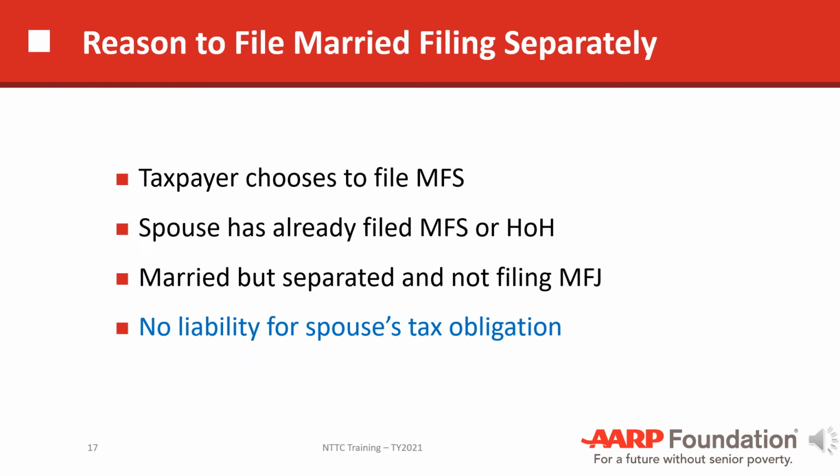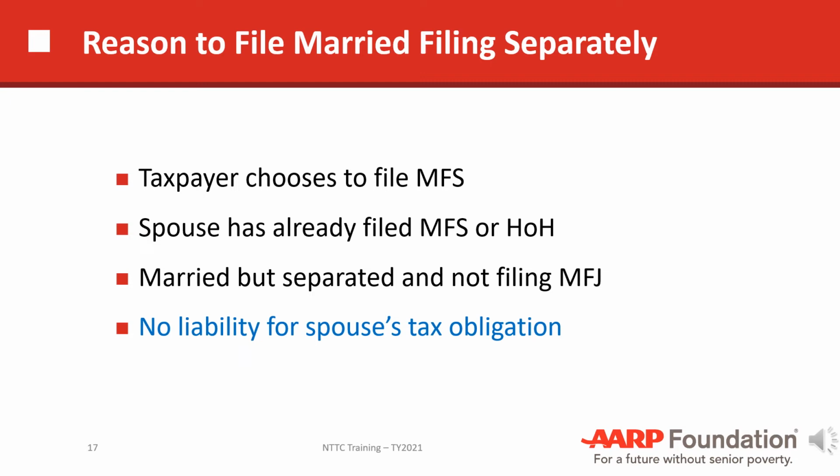The spouse has already filed MFS. Well, okay, couples that have split up do find that the other spouse has already filed MFS or has filed head of household. And so the remaining spouse who hasn't filed yet ends up having to file married filing separate because they don't really have a choice.